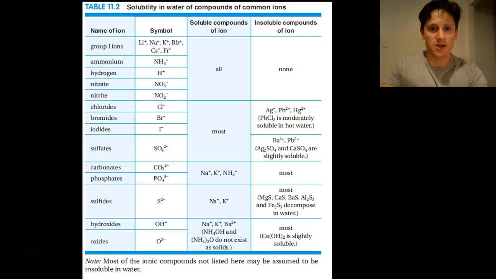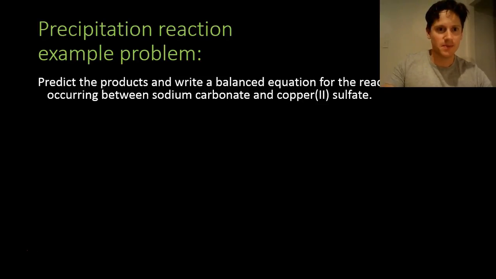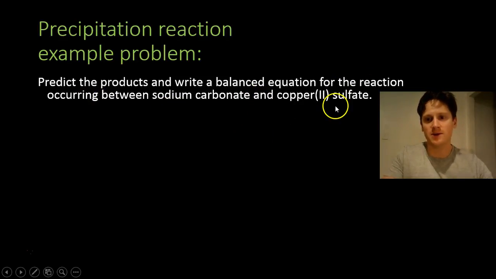We'll use a practice question to go through that solubility table, okay? Once you know how to use this, then you'll be fine with precipitation reactions, okay? This is your holy grail in that regard. So let's do a practice problem. So the question that we've got: predict the products and write a balanced equation for the reaction occurring between sodium carbonate and copper sulfate.